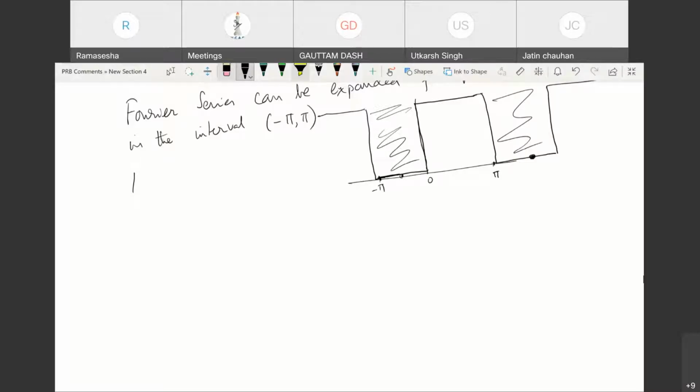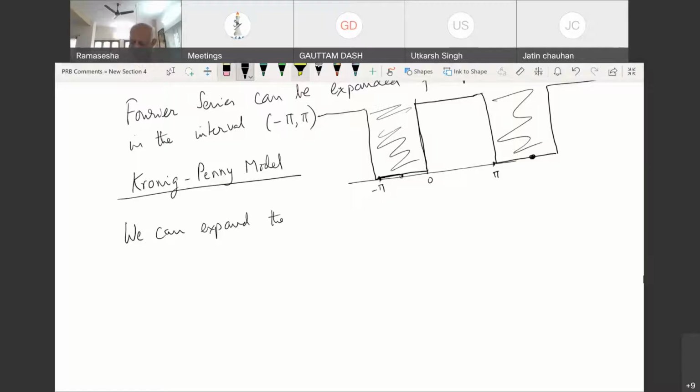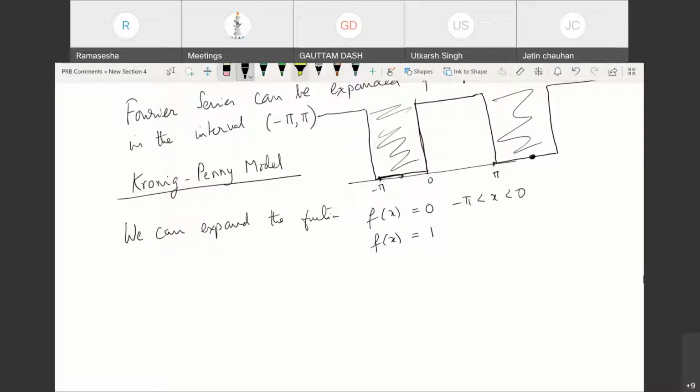Now, in this, we can find the function which is f of x. For x less than 0, f of x equals 1. Let me take the constant to be 1 for this, for 0 less than x less than 1. So now the question is what is the Fourier series of this function?